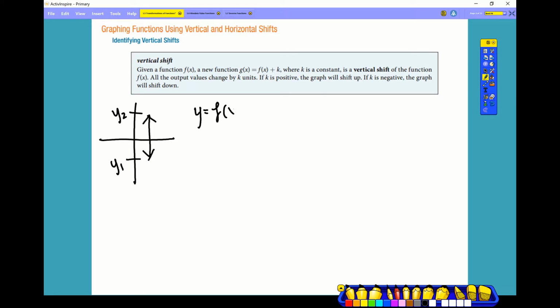Remember that y equals f of x, so f of x is our whole function. Since we're only changing the value of y, we would only be adding or subtracting some value k to the whole function. So they're either going to go k units up or k units down. And here it is the same as the sign. Some you will encounter will be different. Whatever sign is on the back half, if it's plus, you go up. If it's minus, you go down.